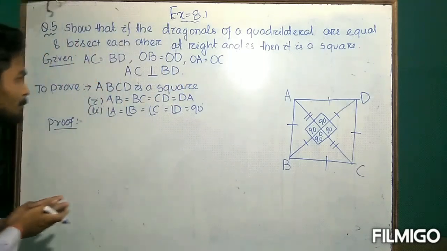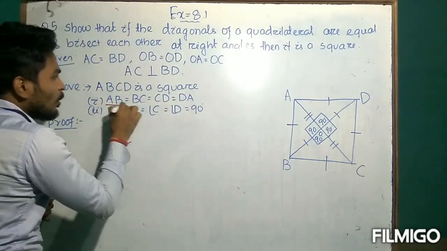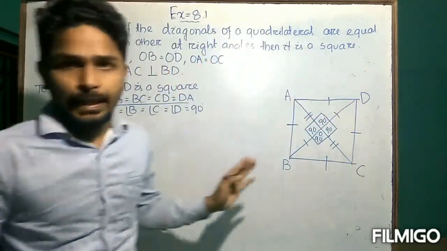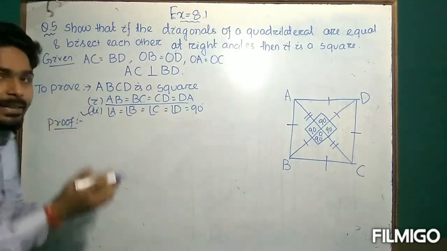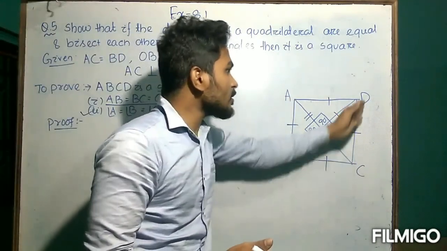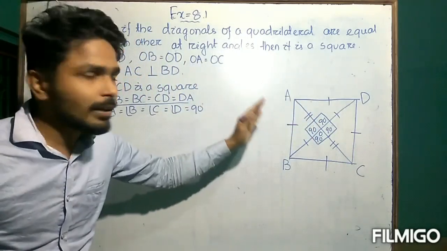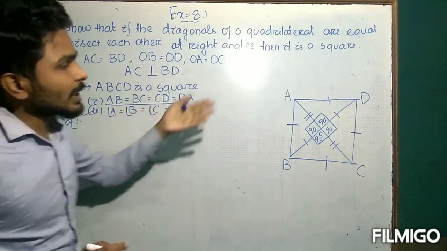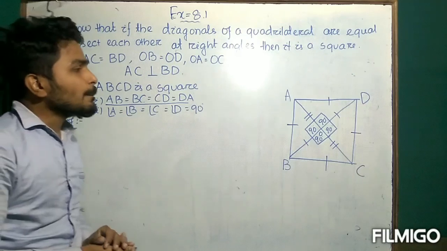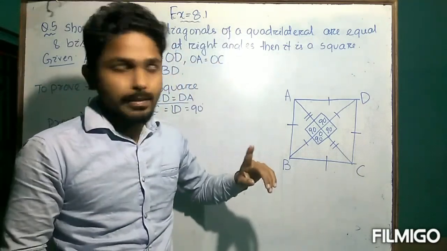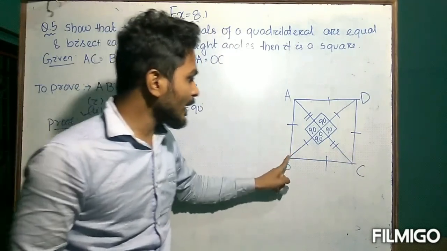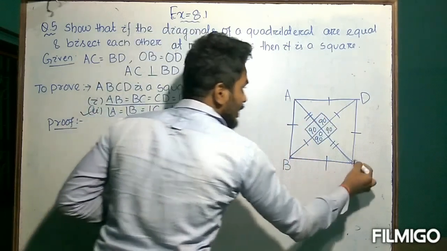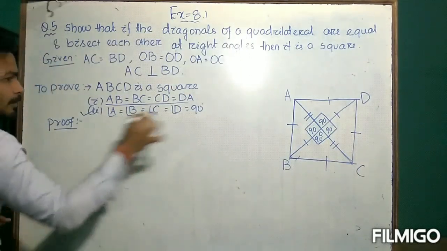In the first statement we have proved that in this quadrilateral ABCD all the 4 sides are equal. It means AB is equal to BC is equal to CD is equal to DA. So we need to prove another statement, that each angle of this quadrilateral is 90 degrees, so that this quadrilateral now becomes a square. In order to prove it, we have to take 2 triangles here: triangle ABC first, then triangle BCD. So let us compare these 2 triangles.